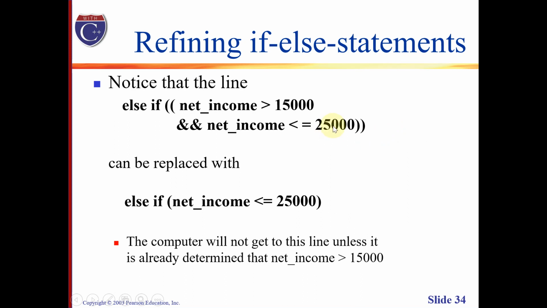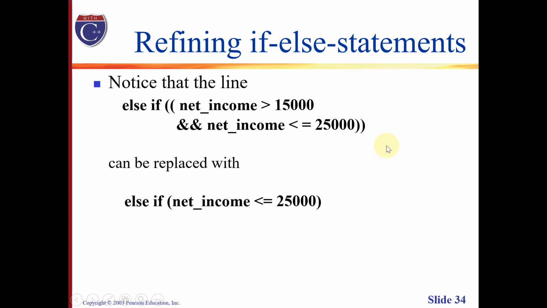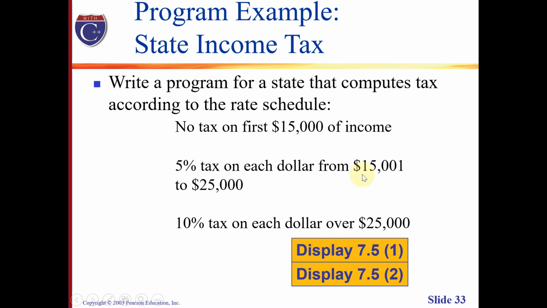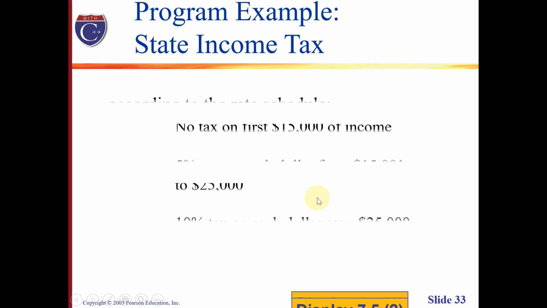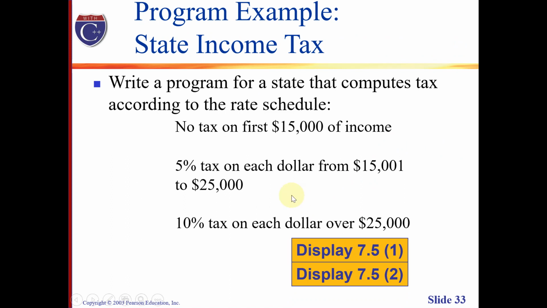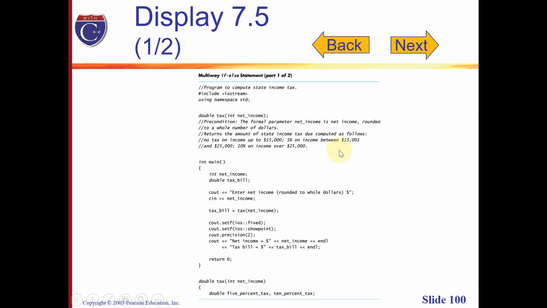So for instance, in this example, we have the following. Let's say we would like to write a program for a state that computes tax according to the rate schedule. For instance, there's no tax for the first 15,000 of income and 5% tax on each dollar from 15,001 up to 25,000 and 30% if it exceeds 25,000. And this is how the program would look like.